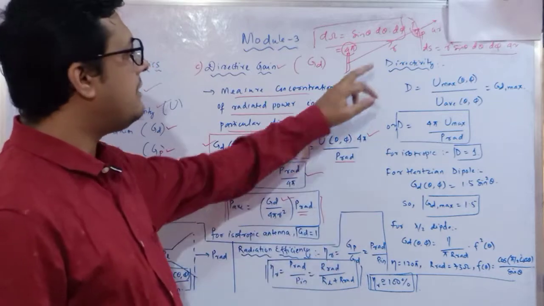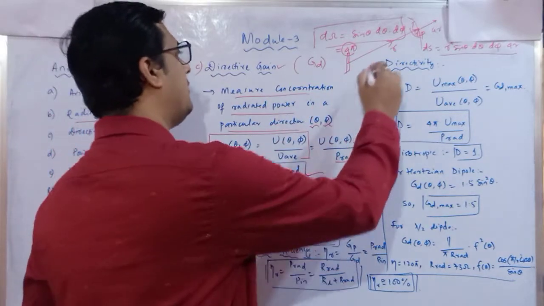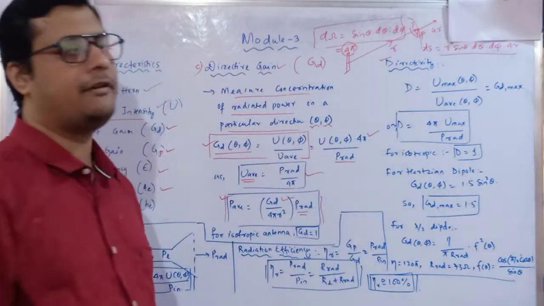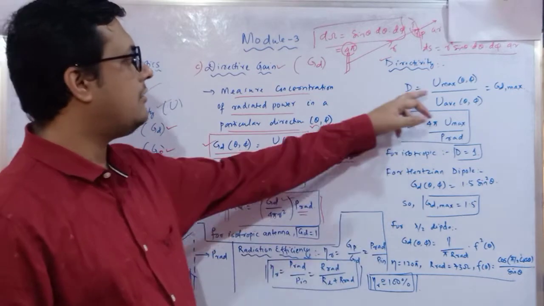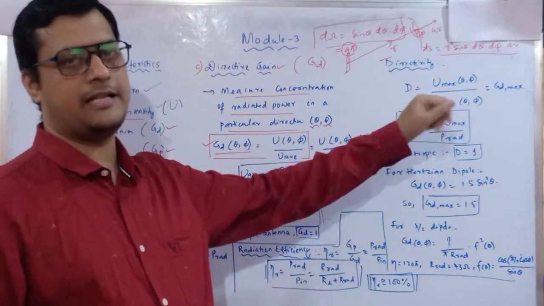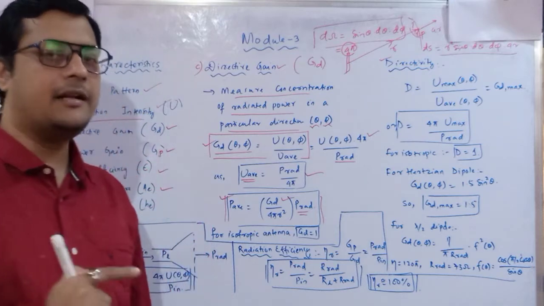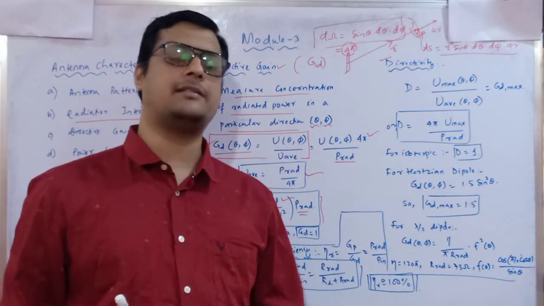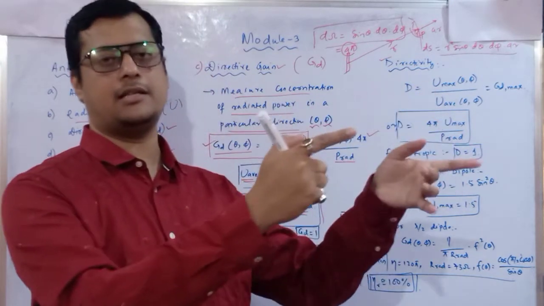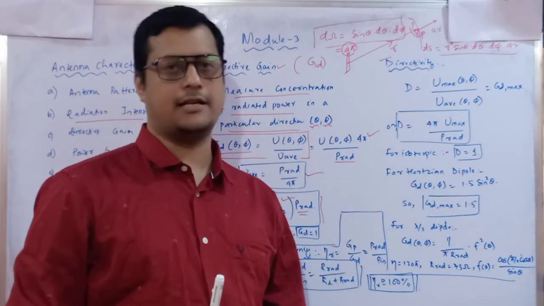So the next one is our directivity. Now what is the difference between directive gain and directivity? You can see that here also I have written intensity divided by the average intensity. But the difference is that directivity is measured with respect to the maximum intensity with respect to the average intensity.